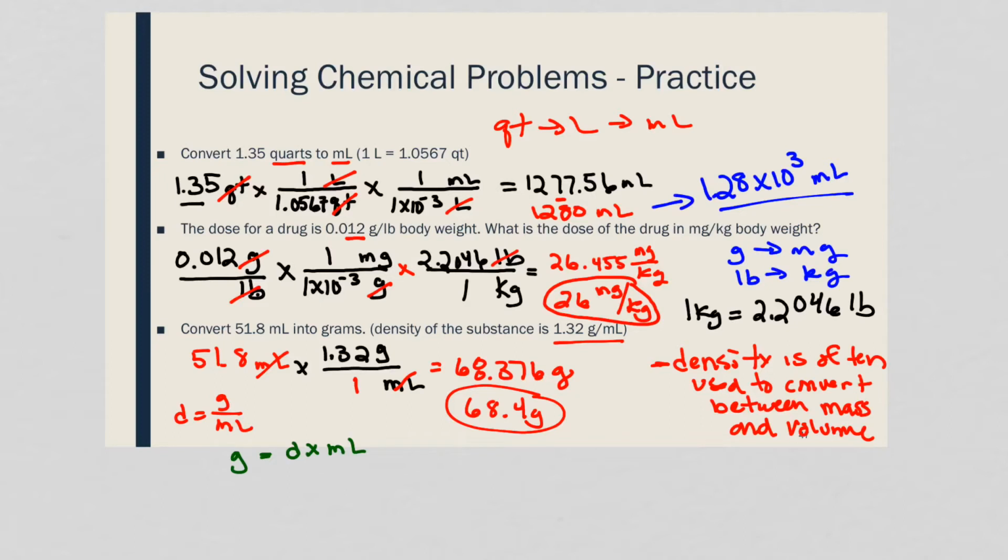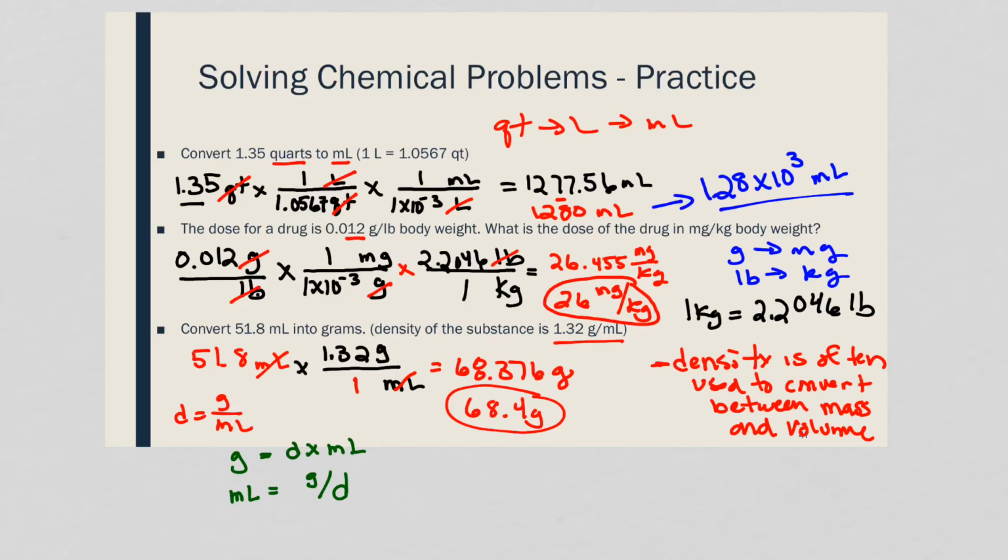Now, if I'm starting with my mass and I want to get to my volume, we have mass divided by density. So density times the volume will give you the mass. The mass divided by the density will give you back the volume. If you were starting with your mass, then you would need to divide by the density, because the grams would have to be on the bottom to cancel your units.